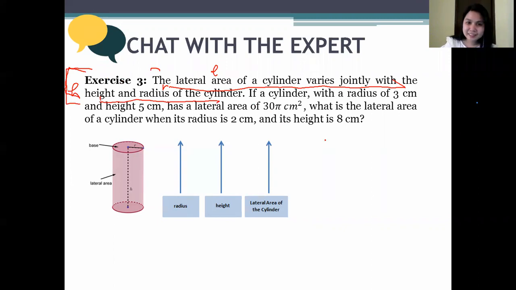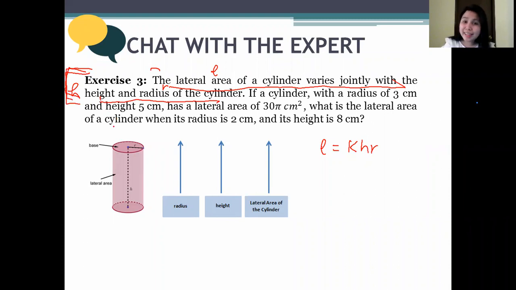L equals K. L equals KH. One variable is missing. KHR. Oh, very good. That's it, Jared. Lateral area, L, equals KHR. So the first thing to do is to translate the general statement.